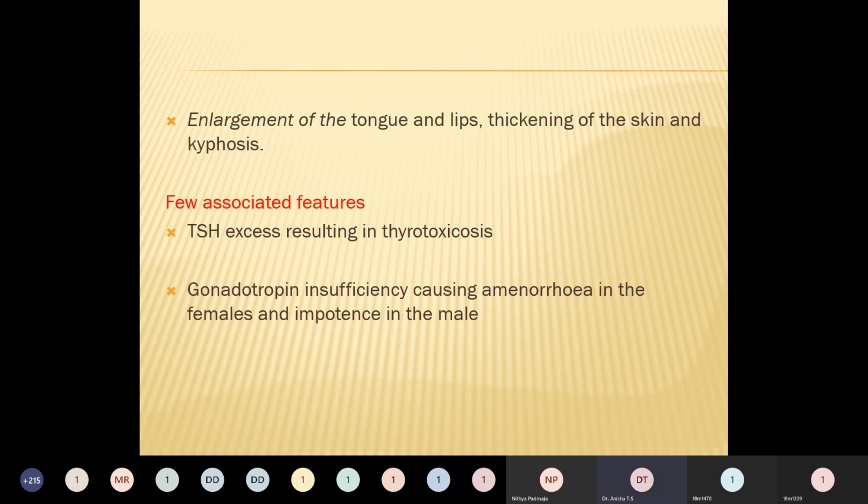Okay, so gigantism and acromegaly both are because of this increase in the growth hormone. Gigantism is before the epiphyseal closure, whereas acromegaly is after the epiphyseal closure. So in acromegaly you only see very enlarged extremities and coarse facial features, etc.